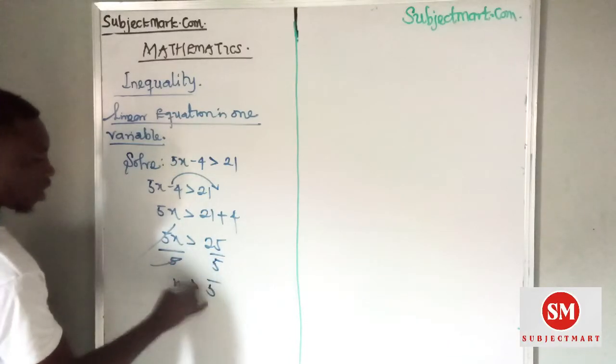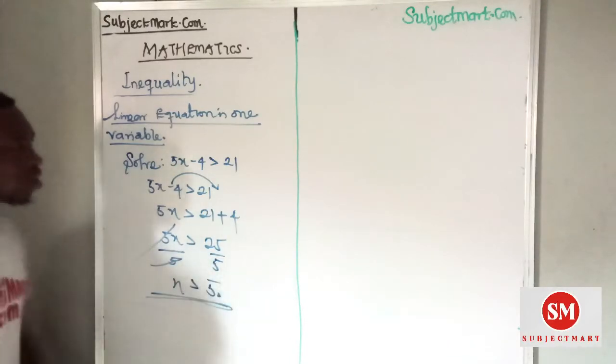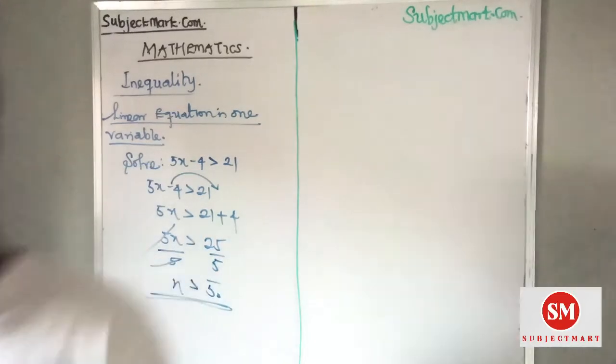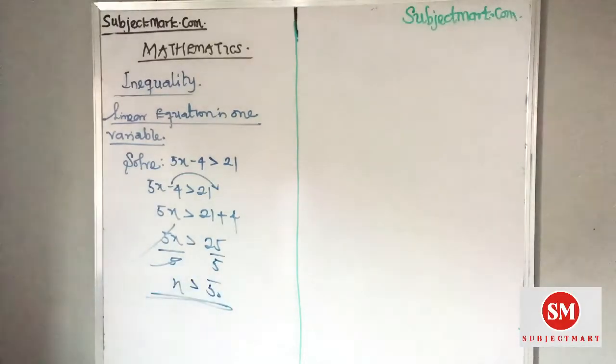x is greater than 5. Now, this inequality just follows the same pattern as an equation, except that here we are using the inequality signs instead of the usual equal to. So there is nothing, sincerely nothing, to be afraid of.